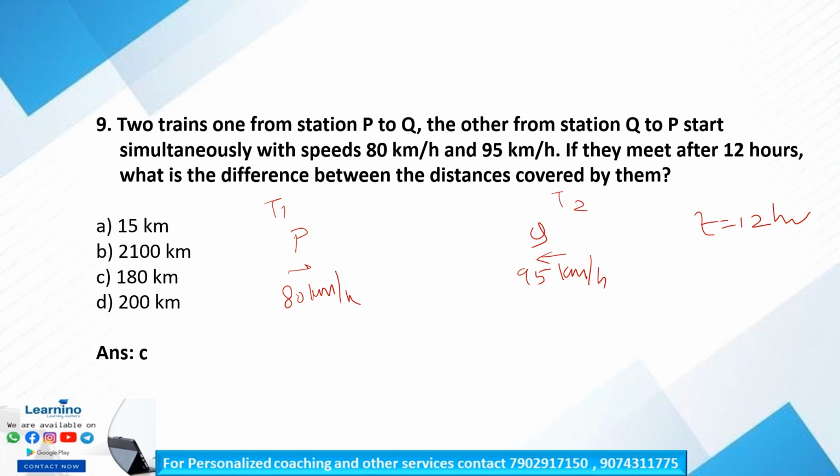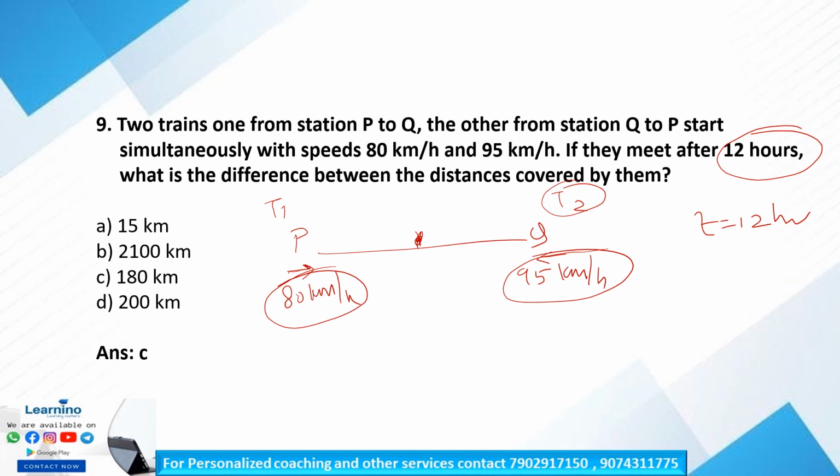And they start from P and Q at the same time, with the speed of T1 being 80 km per hour and T2 being 95 km per hour. They meet at some point after 12 hours of traveling. It is sure that train T2 will move more distance than T1 because the speed of T2 is greater than the speed of T1. So T2 will be covering more distance than T1.